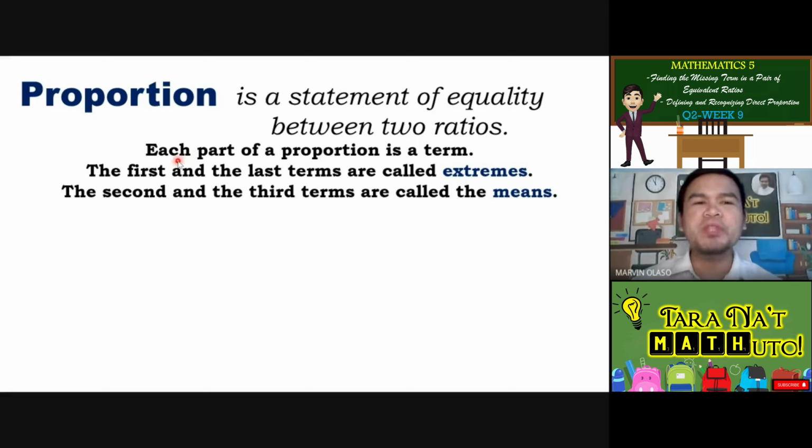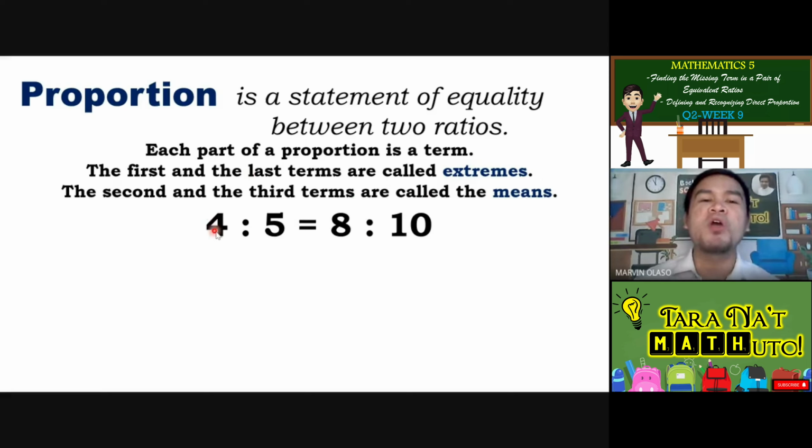Okay, now, each part of a proportion is a term. Okay, pinaliwanag ko na sa inyo dati yan. The first and the last terms are called, anong tawag? Extremes. And the second and the third terms are called the means. For example, we have 4 is to 5 is equal to 8 is to 10. So they are equivalent. They are equal ratios. Therefore, they form a proportion. Okay. They are in proportion rather. Okay? Nagkakaintindihan po tayo. Okay.